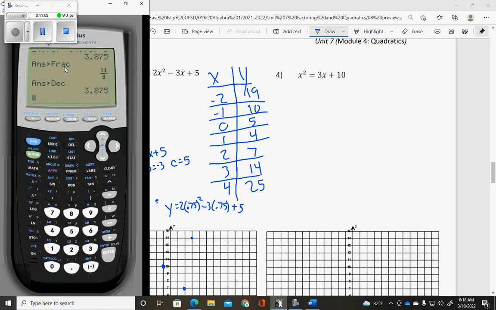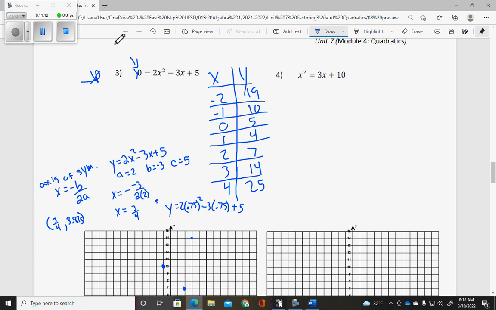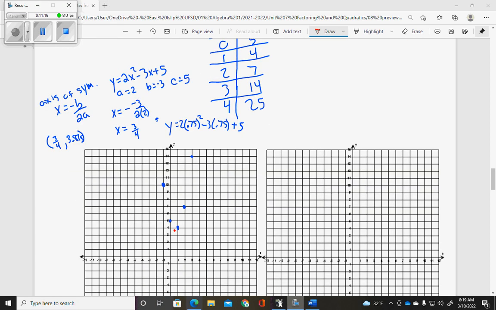So anyway, I know where my turning point is. Let's plot it. So of course it's an estimation, but now I could see where it's really turning around, right? It's actually before that 1, 4. So it's decreasing until it gets to 0.75, comma 3.875. That's where it turns, and then it starts increasing. So you cannot graph this properly until you find that turning point. So that is a very important key feature. So that's really what I wanted to show you.